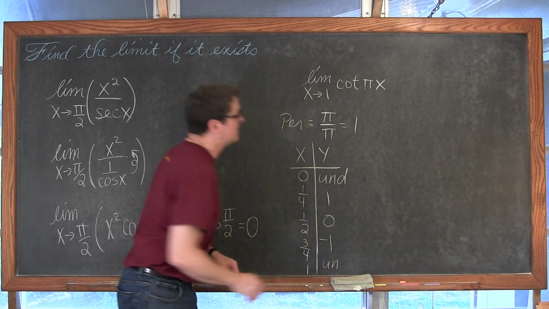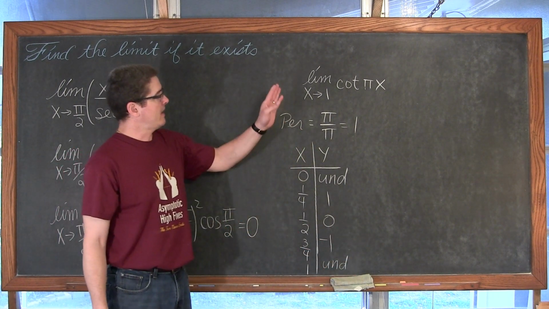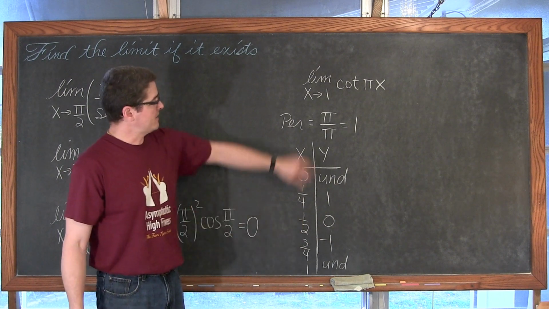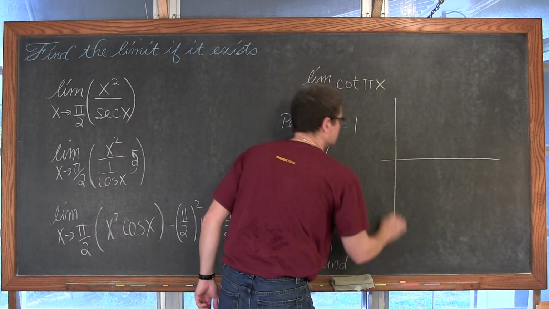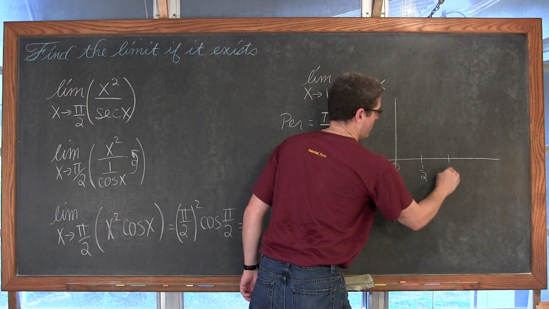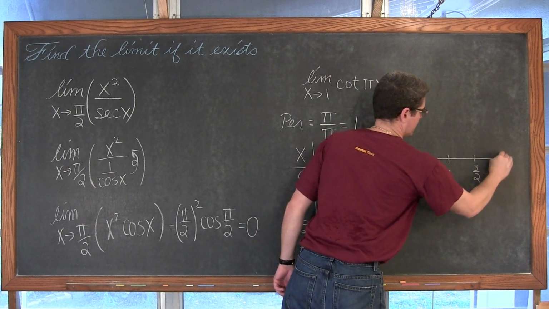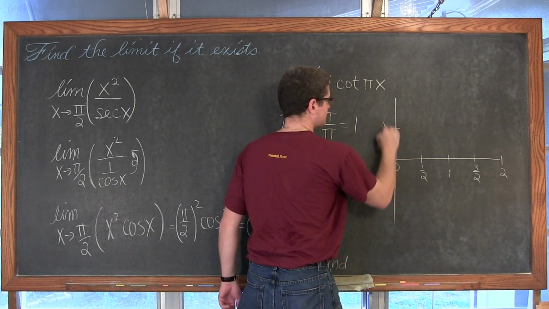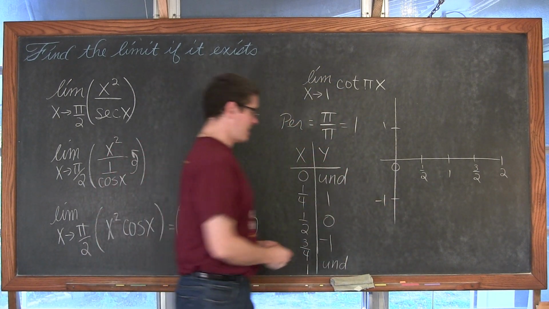So it seems like we might have, and we are going to have actually, a vertical asymptote at the x value of 1. Graphically, it looks like this. We've got 0, we've got 1/2, we've got 1, we've got 1/2, 2/2, 3/2, and then finally we can go out to 2. At 0, we got a vertical asymptote.